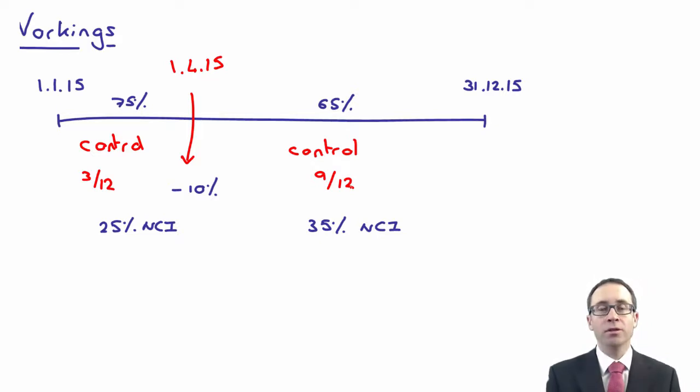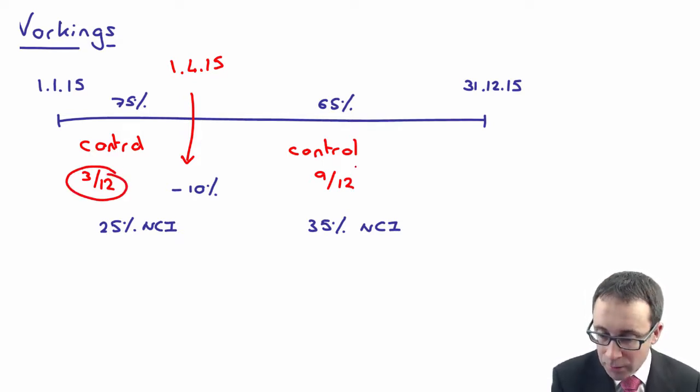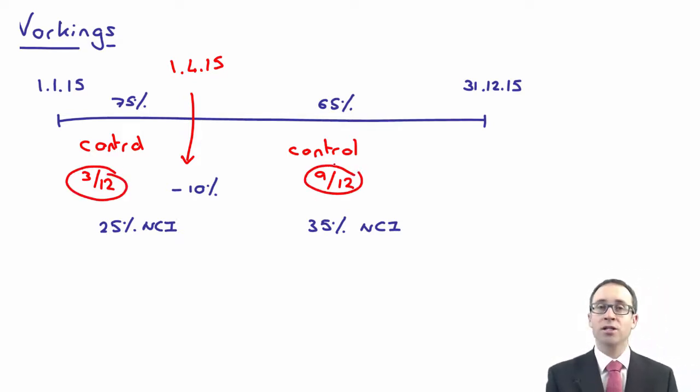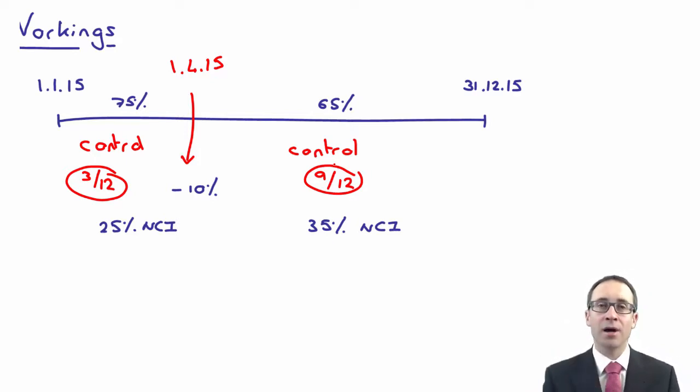For the first 3 months, we had control but owned 75%, so the non-controlling interest owned 25% of those profits. Then for the following 9 months, after the change in ownership, the non-controlling interest changed to 35%. So we're going to have to take 35% of the 9/12 of the profits for that latter part of the year.